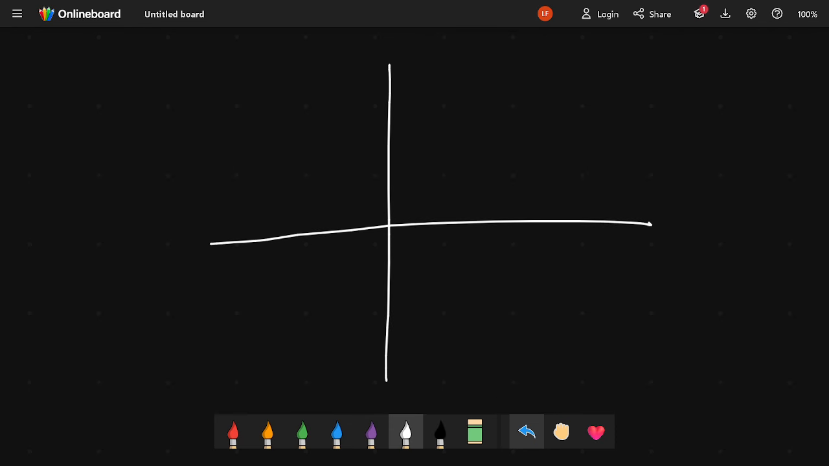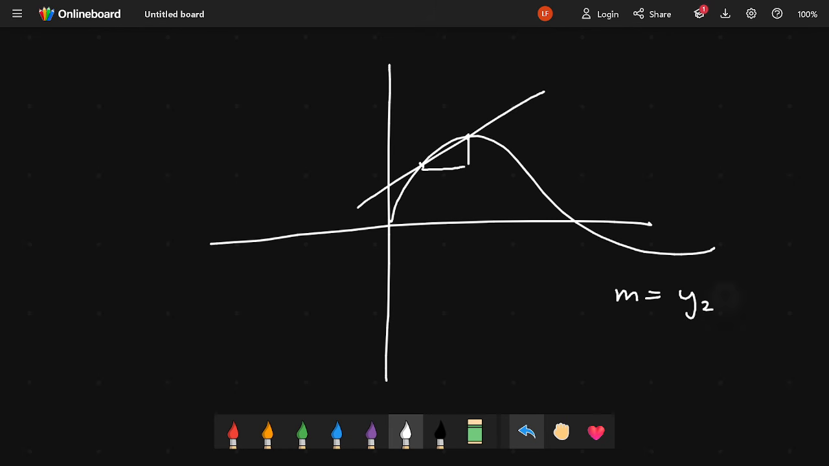If you had some function here, and you draw a tangent, something like this, and you take the slope of this line at these points, this would be y2 minus y1 over x2 minus x1. And that's your slope, or m. And that's your delta y over delta x, which means this is your average rate of change.